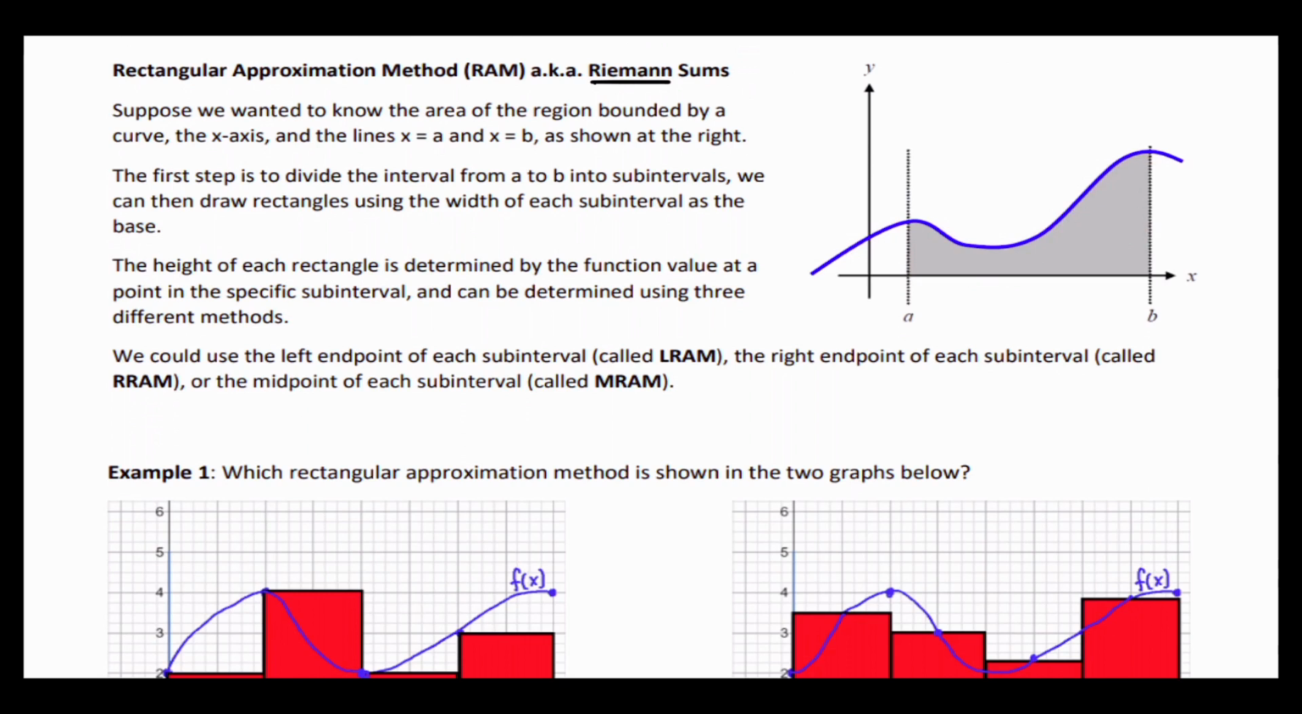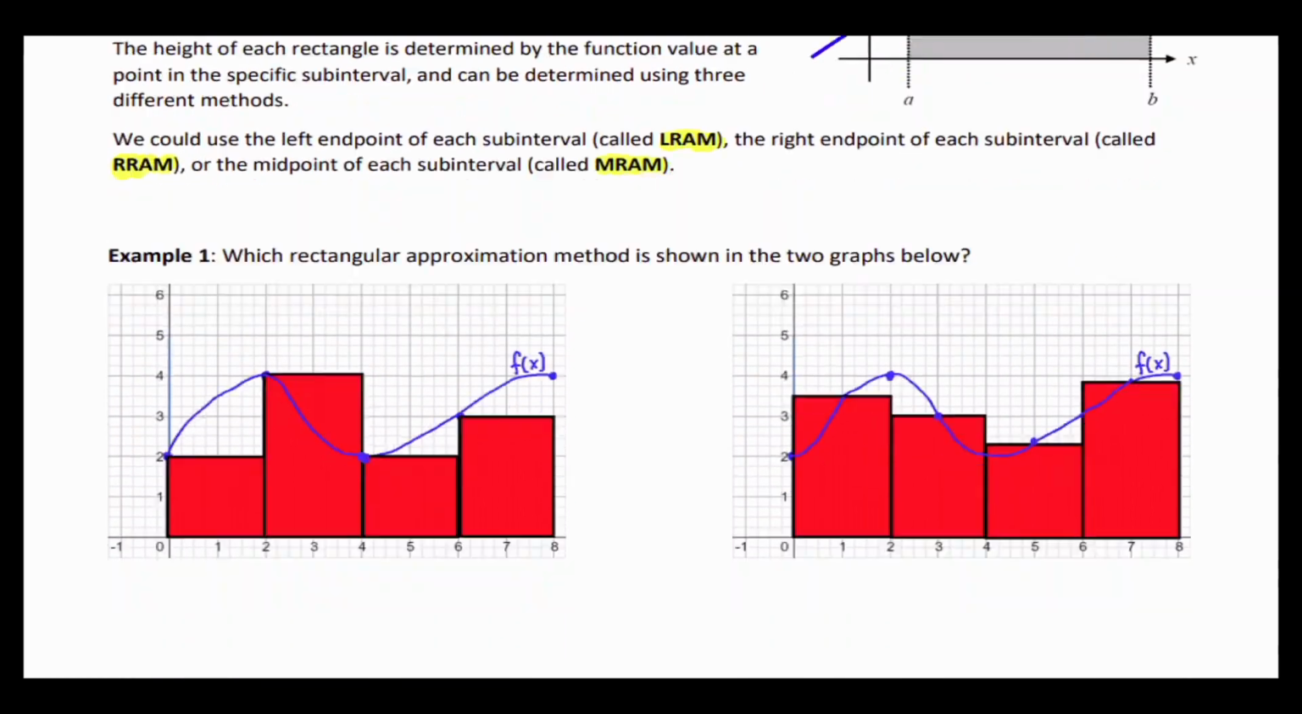There are 3 types of rectangular approximation methods. The first one is called left rectangular approximation method. The second one is called right rectangular approximation method. And then the last one is called middle rectangular approximation method. LRAM, RRAM, MRAM. Okay? The width of the rectangles just depends on what we're looking at.